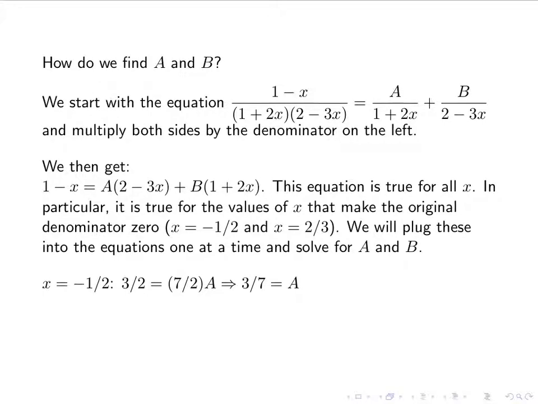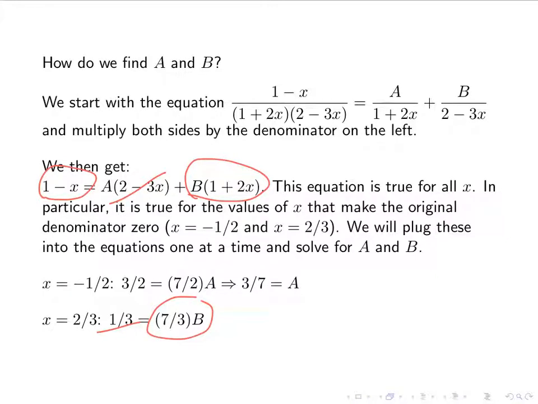Okay. And now we're going to do it again for our second value of x. If x is 2/3, then my left-hand side is 1/3. And on my right-hand side, 2/3 makes this guy 0. And I'm left with 1 plus 2x, where x is 2/3, times b. So I end up with 7/3 b. And again, I solve for b, and I get that b is 1 over 7.